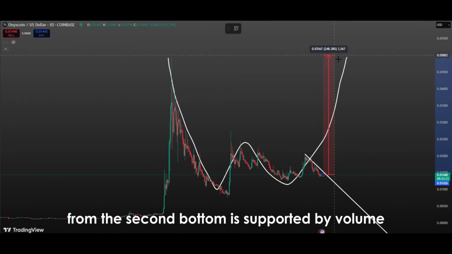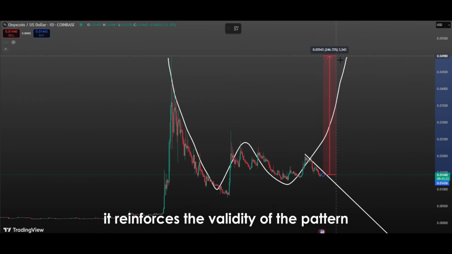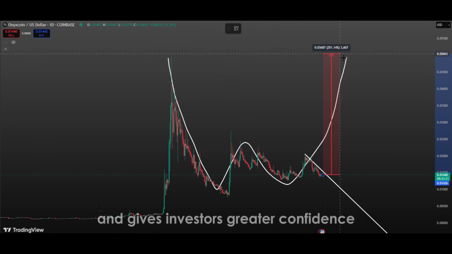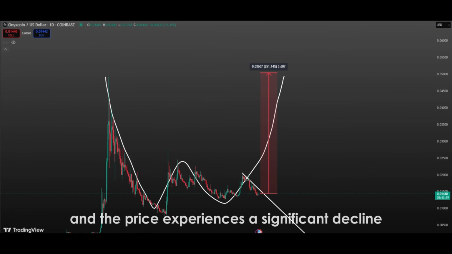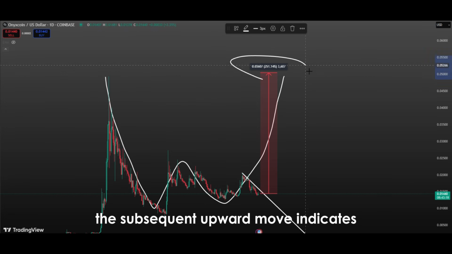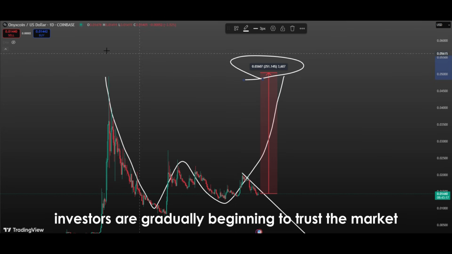Especially if the rise from the second bottom is supported by volume, it reinforces the validity of the pattern and gives investors greater confidence. The first bottom of the W pattern typically represents the final stages of the downtrend. At this point, selling pressure has peaked and the price experiences a significant decline. The subsequent upward move indicates that investors are gradually beginning to trust the market again.